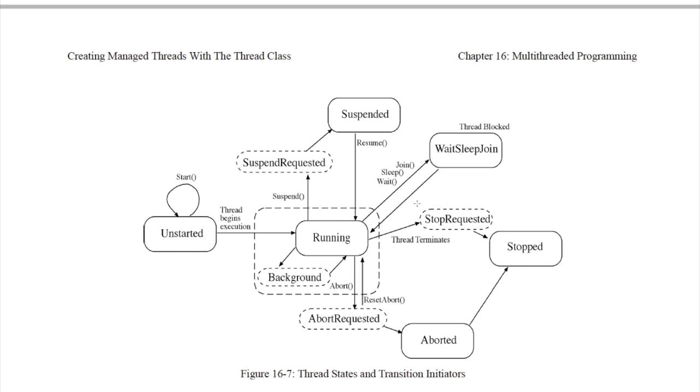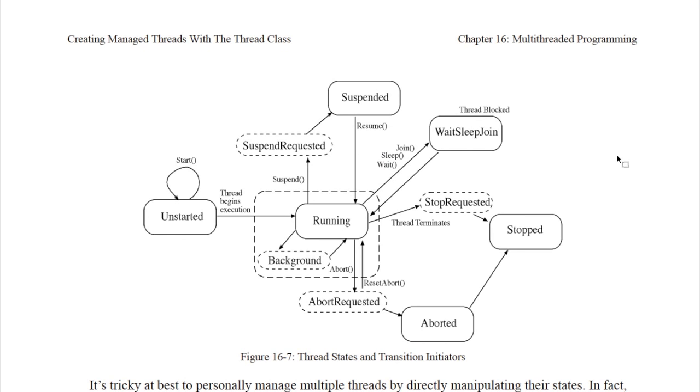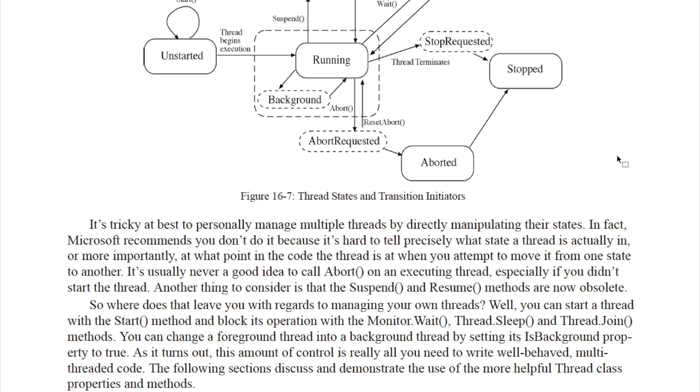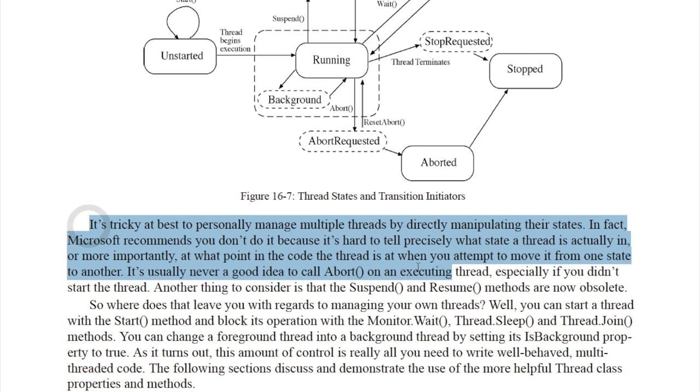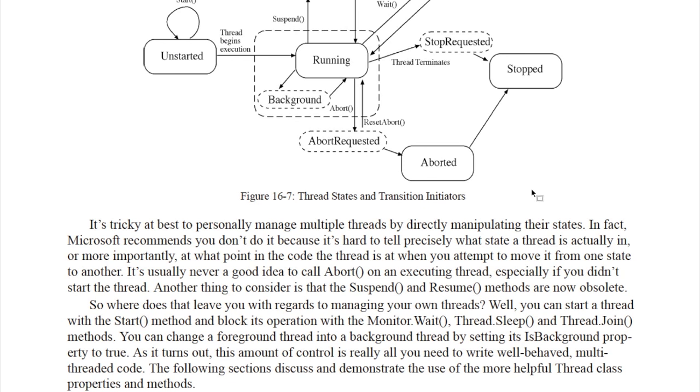Wait, sleep, and join, these method calls, like I say, sometimes you have to dive a little deeper into what those methods do. And generally speaking, this next paragraph underneath the diagram says it all. The Microsoft documentation says it's hard to tell precisely what state a thread is actually in, or more importantly, at what point in the code the thread is at when you attempt to move it from one state to another. So it's usually never a good idea to call abort.